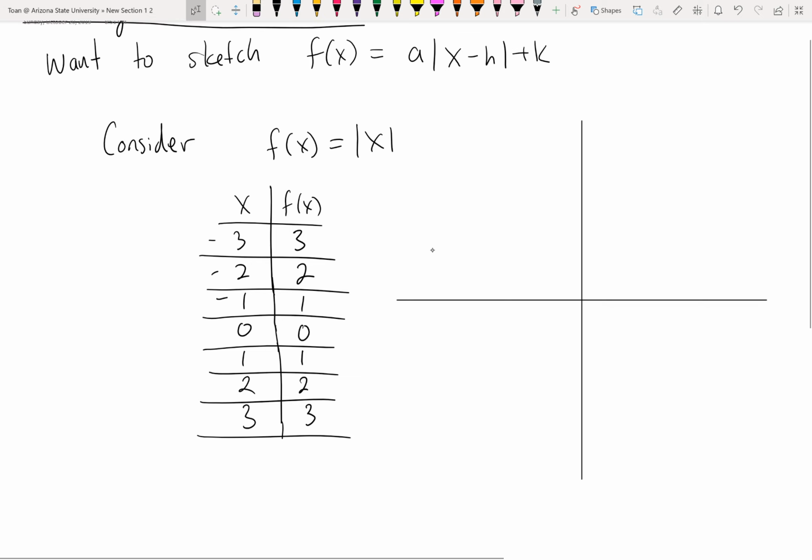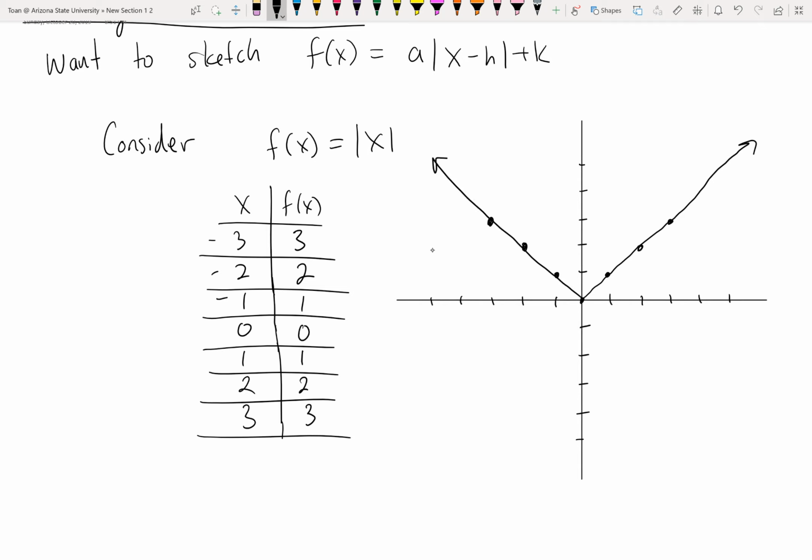I don't need a lot of tick marks, so let's just do maybe a 5 by 5. So -3, 3; -2, 2; -1, 1; 0, 0; 1, 1; 2, 2; 3, 3. It looks like they're straight lines forming a V shape. And that's sort of the big idea. An absolute value, or rather a linear absolute value function, will always produce a V-shaped graph.